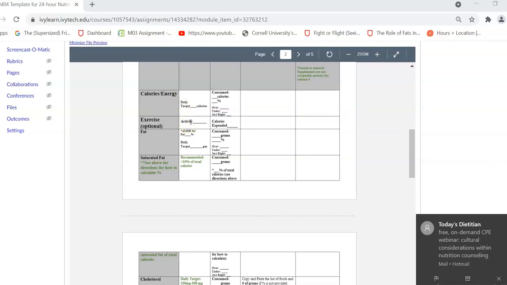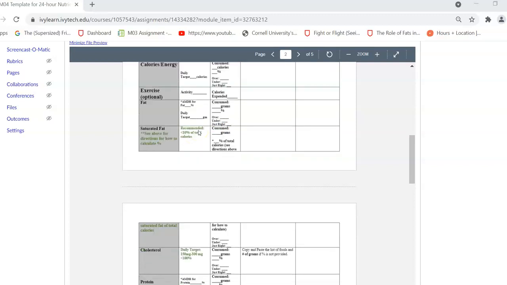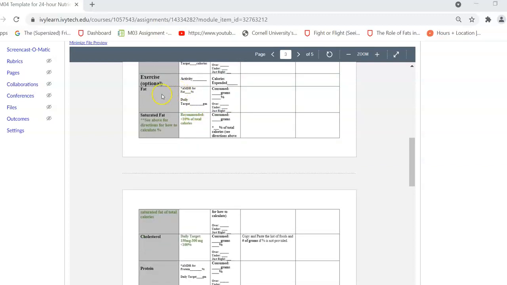Activity level, you can put in what activity you did if you prefer. It's not required, and how many calories you expended. Down here, we're going to go to fat. I want to point out here something to your right here.